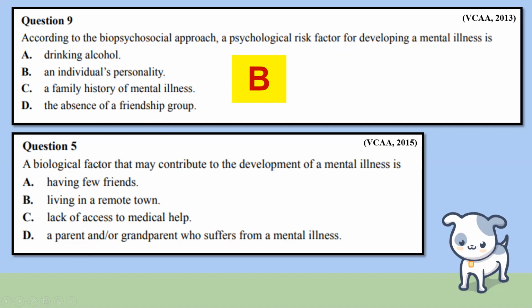For question 5, a biological factor, this is really straightforward. It's going to be D, because D is the one that says a parent or grandparent who suffers from mental illness, which is kind of alluding to this idea of genetics or genetic predisposition. So that's why D would be the best answer then. So hopefully you guys had similar responses for those 2 questions as well.